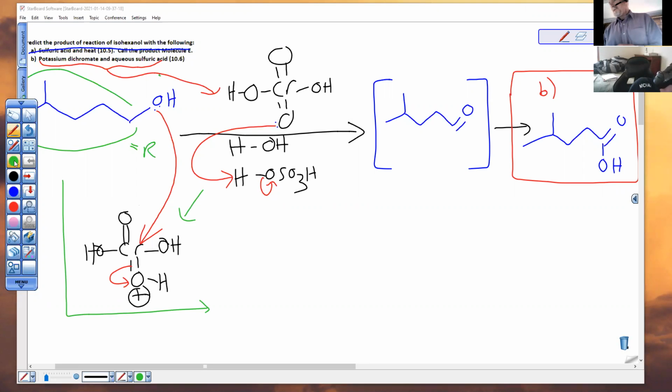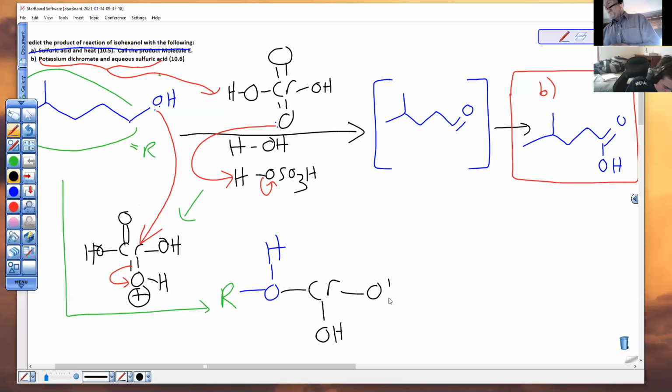You got your R. R is attached to an oxonium because there's still an H on the alcohol. Oh, although it's an oxonium now, not an alcohol. And we now have a new bond to chromium that has how many OHs? New one on the bottom, old one here, double bond still here, old OH here, plus charge there. What's going to happen to the plus charge is the conjugate base of sulfuric acid, which we made in the first step, will neutralize the oxonium.